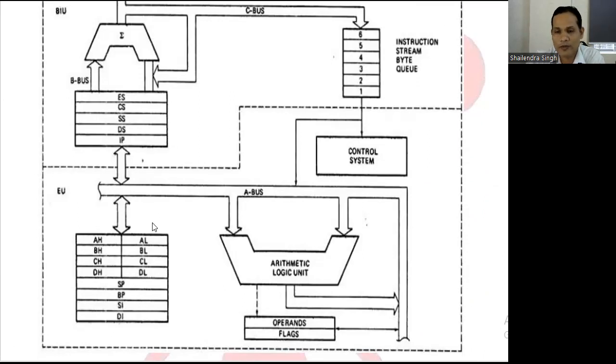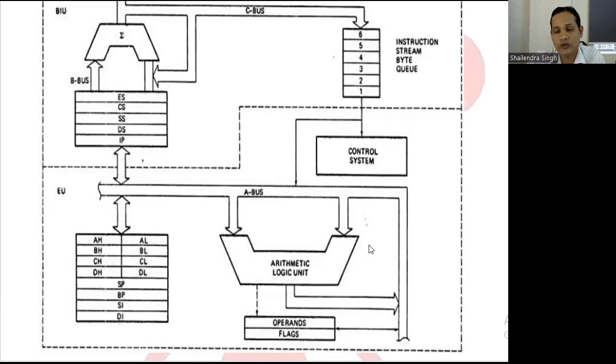The general purpose registers are AX, BX, CX, DX. They are divided into 8-bit registers: AX is divided into AL and AH, BX is divided into BL and BH, CX is divided into CL and CH, and DX is divided into DL and DH. AL is the lower byte of the AX register and AH is the higher byte of the AX register.